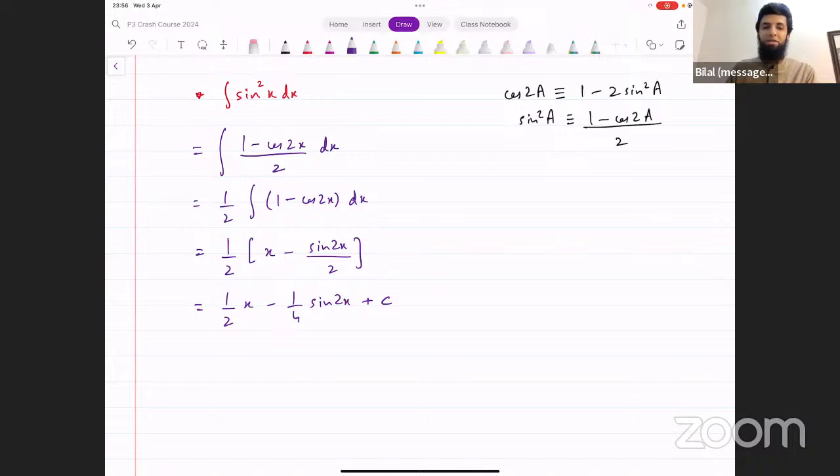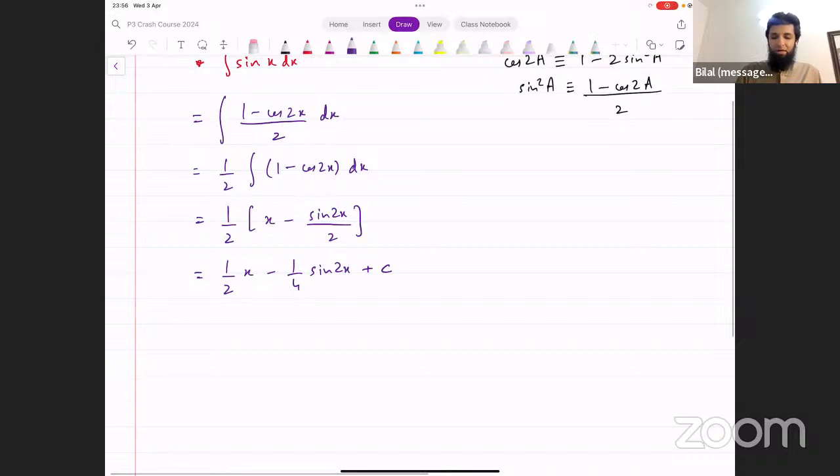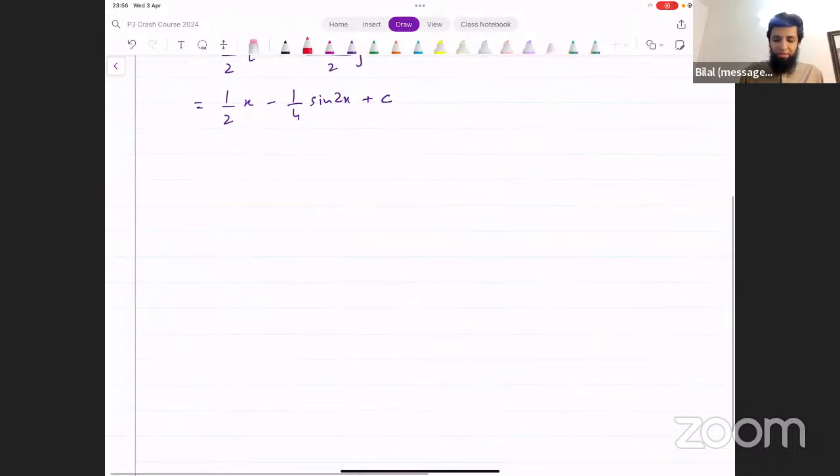You need to remember this. They will not give you a hint about this. You need to remember that sine square is integrated using this method. Okay? That's the integration of sine square. Now, what about cos square? That looks very similar. Integration of cos square.